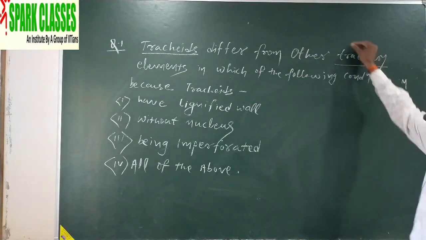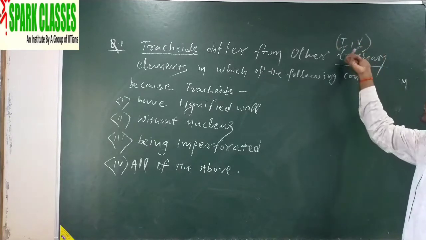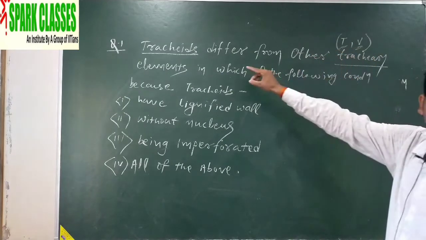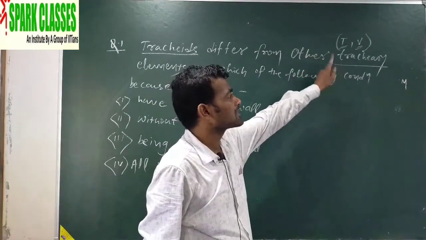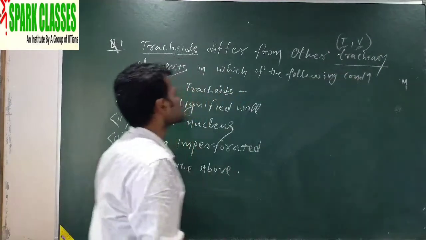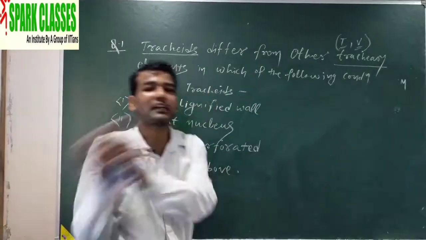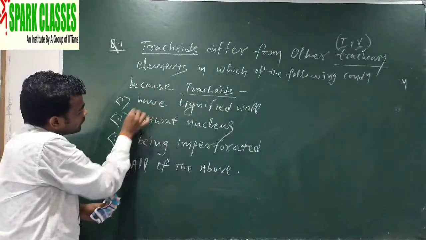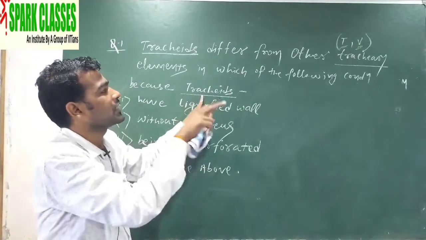What are the tracheary elements? Tracheary element means tracheids and vessels together. Tracheid and vessel both together are called tracheary elements. And the question is asked, tracheids differ from. Tracheids differ from other tracheary elements means how tracheid is different from vessels. Which character is present in tracheid but absent in vessel, which makes the tracheid different? From these four options you have to choose that option which is present only in tracheid, not in vessel.